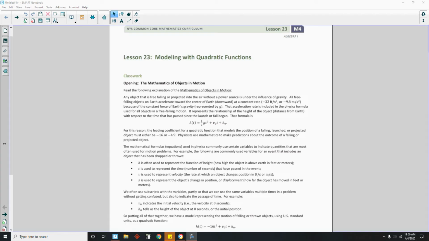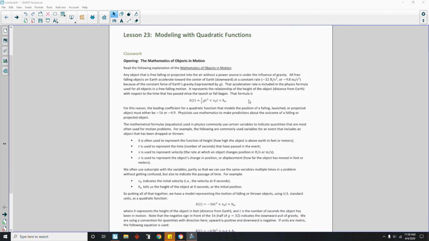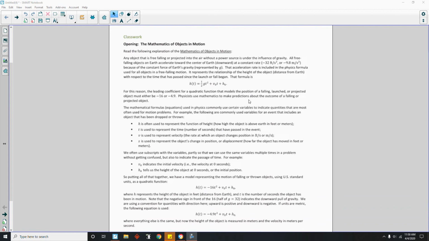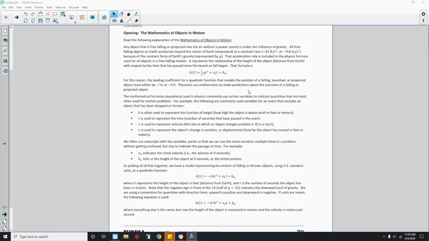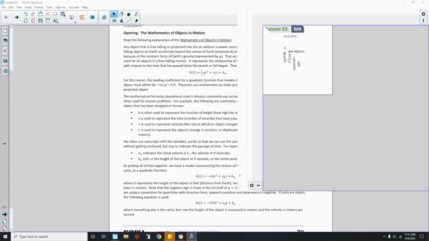Okay, this is lesson 23, Modeling with Quadratic Functions. This classwork opening, the mathematics of objects in motion, says to read the following explanation. I am not going to sit here and read to you. Pause the video, read this, or read it from your module, and then continue to the next page.